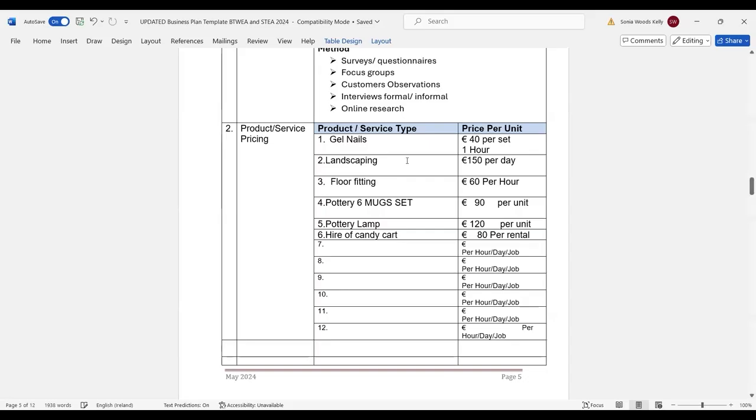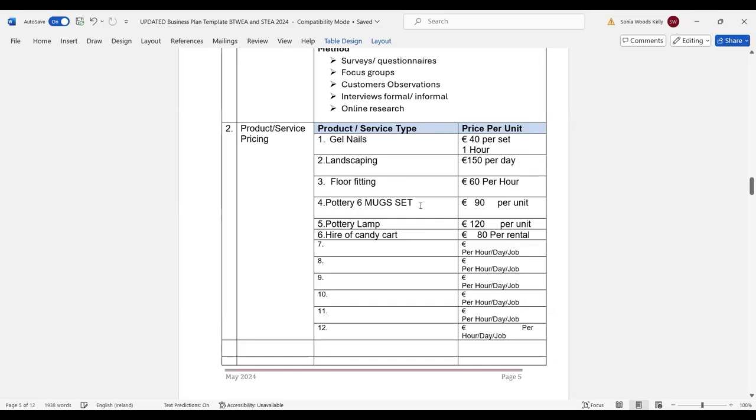The next one is for somebody who's providing a landscaping service. This may be a service that you charge on a daily rate, and 150 per day would be the daily rate. So just the important thing to note is, these parameters here can be changed to suit your needs. The next one is a floor fitter, a carpenter, and their service is going to be 60 euros per hour.